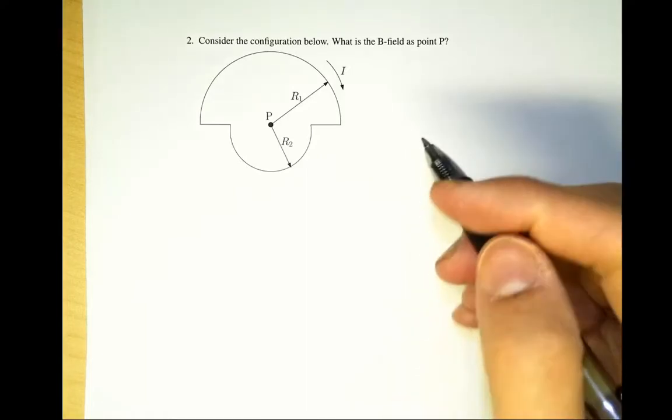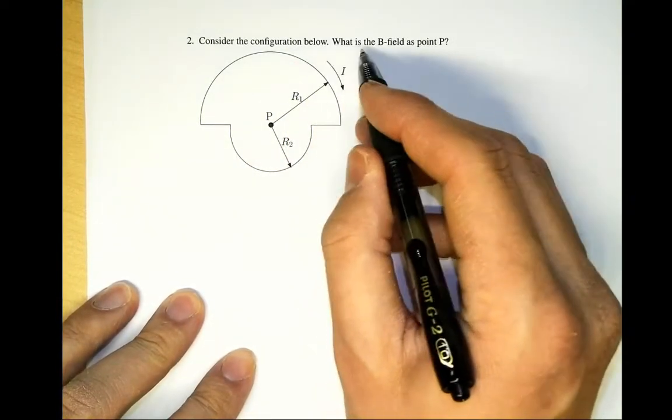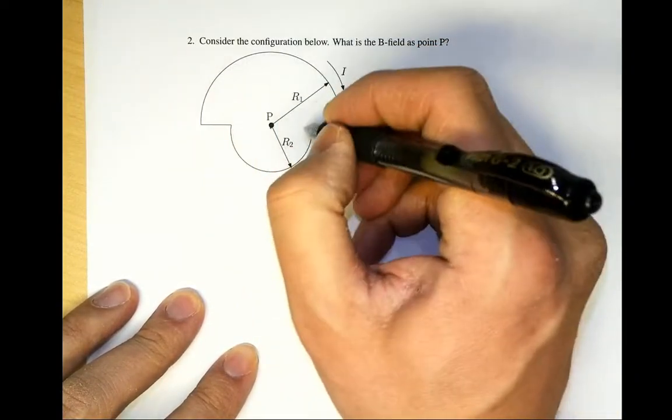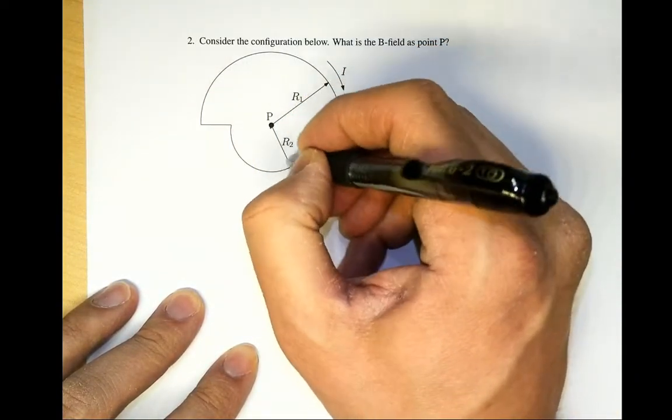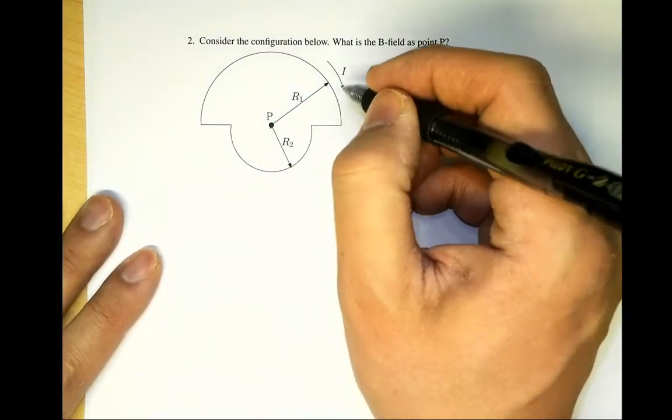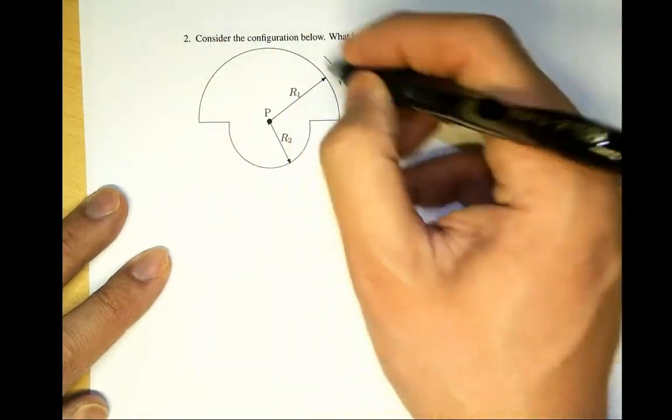Now let's consider the following problem. Considering the configuration below, what is the B field at point P? So we have basically two semicircles. This is R1, this is R2. Semicircles are drawn as best as they can be, and a current is flowing around it.